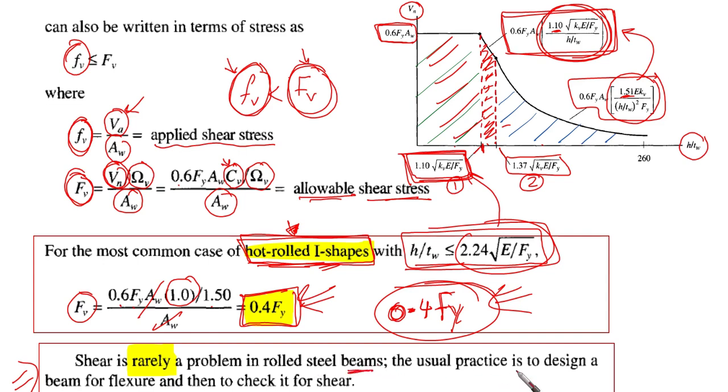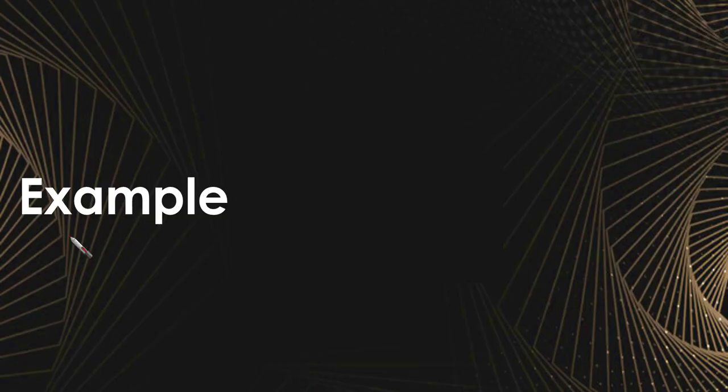The usual practice is to design a beam for flexure first, and then check it for shear. This is how it works for us: we need to check flexure. This is the important thing, and then we are going to check shear or deflection, as we're going to see shortly. Okay, now we are ready to have an example.